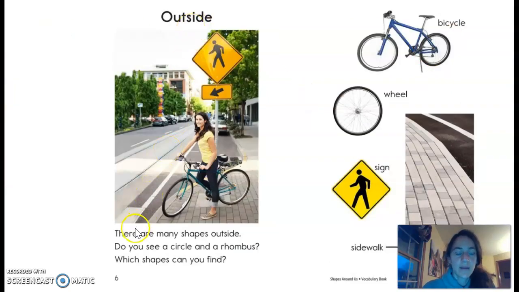Outside. There are many shapes outside. Do you see a circle and a rhombus? Which shapes can you find? Bicycle, wheel, sign, and sidewalk. Ustedes pueden ver en la foto y en sus vidas cuáles formas pueden ver. What pictures can you find?